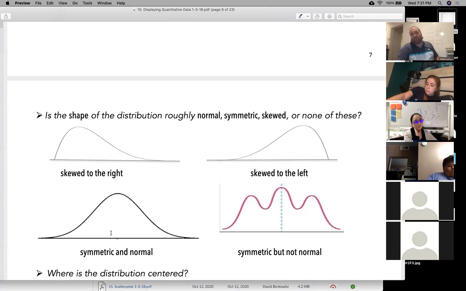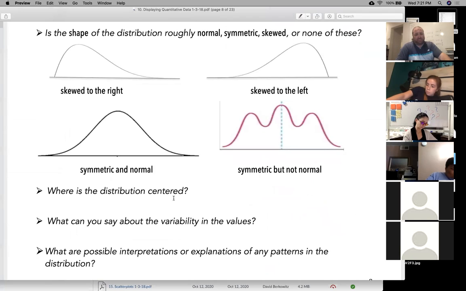Remember the last chapter in this test, the normal model. We love the bell curve situation. Very, very helpful. This is symmetric, just not normal at all. We care about where the center is. We care about how spread out they are. But remember, those are things that are coming in the next few chapters. The ideas of center and variability.